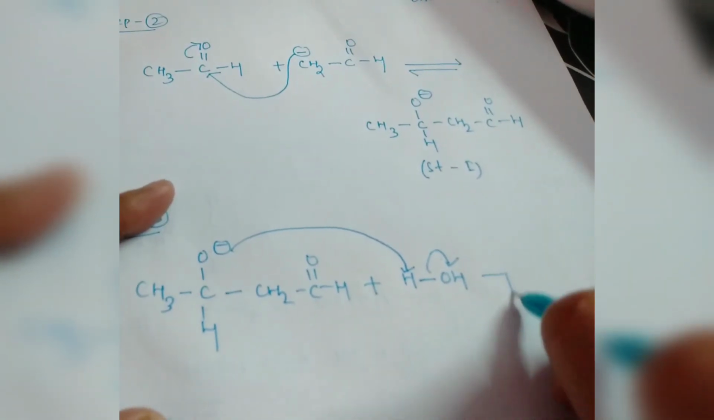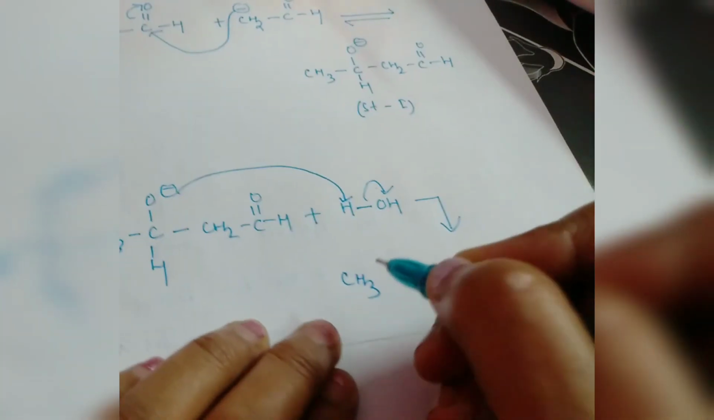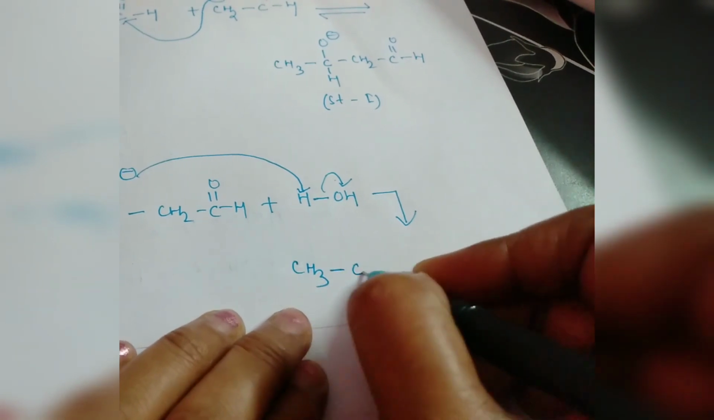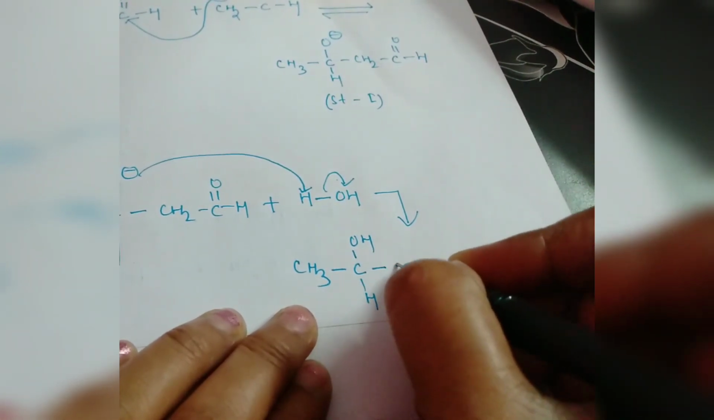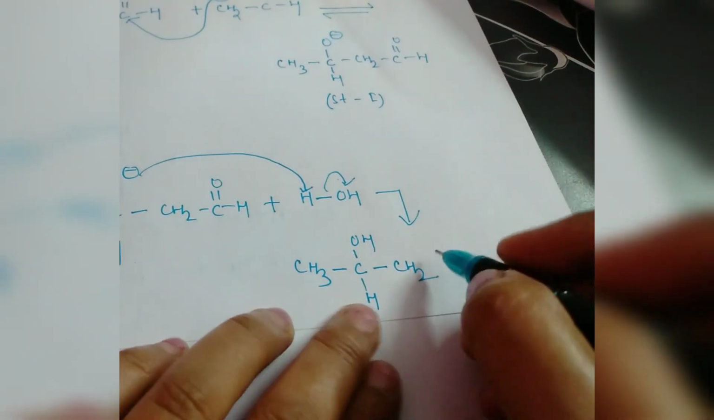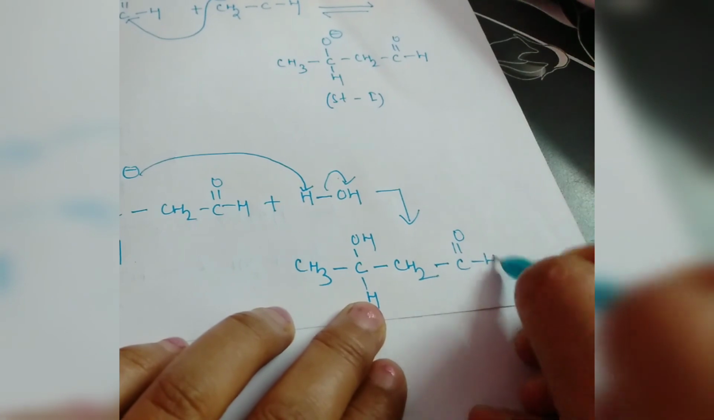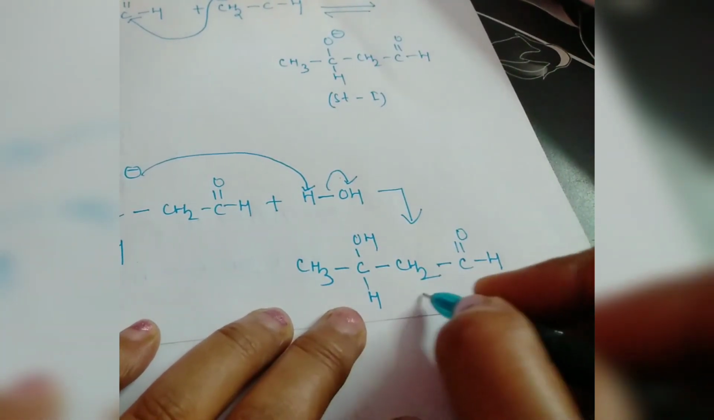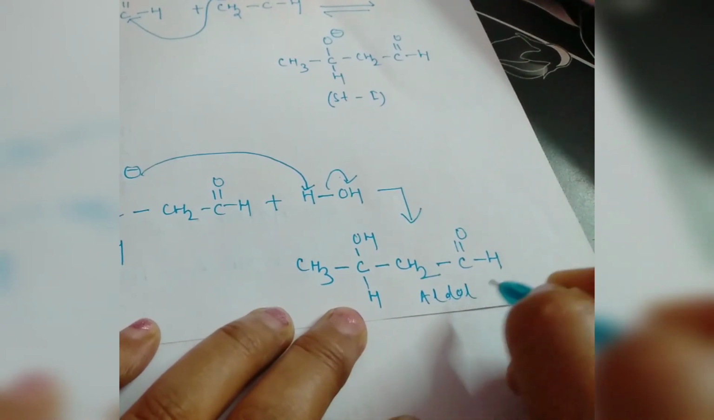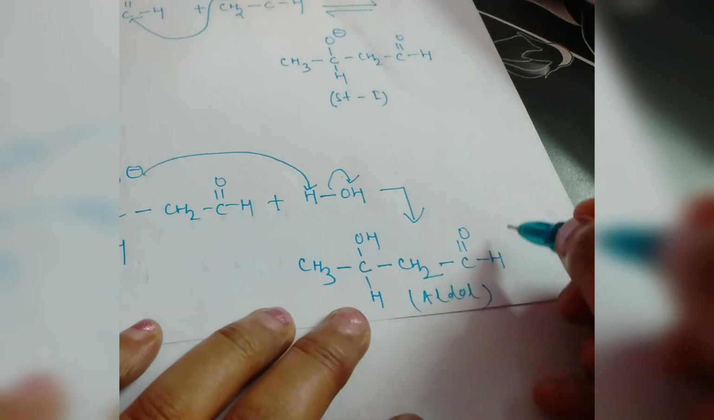So what will be the product? The final product is CH3 C single bond OH H single bond CH2 single bond C double bond H. So this is your aldol product. Okay, this is your aldol product. This is all about the mechanism.